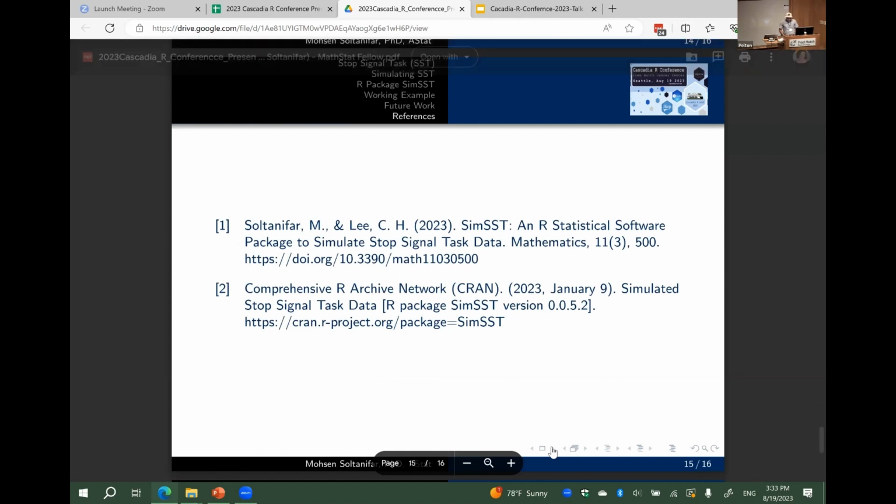This is the CRAN published version and the peer-reviewed paper that we published from this package. You can ask the organizers to get access to it.